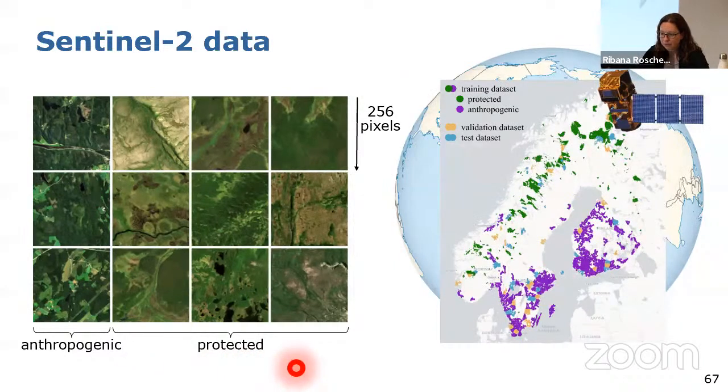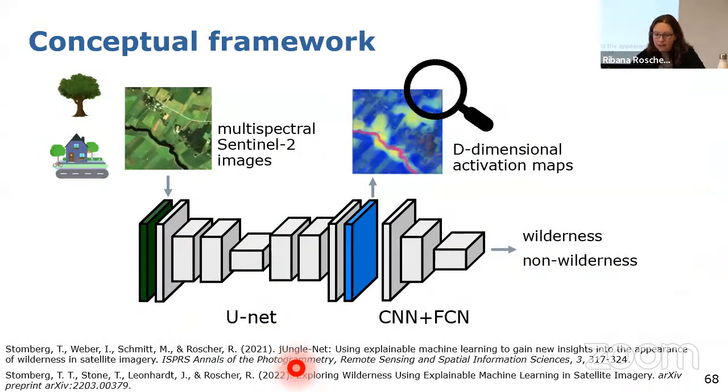So we trained a model, and our network is actually a combination of a so-called UNet and a convolutional neural network. UNet is a specific type of convolutional neural network which has this encoder and decoder structure. And you can see here the input image and here the UNet.